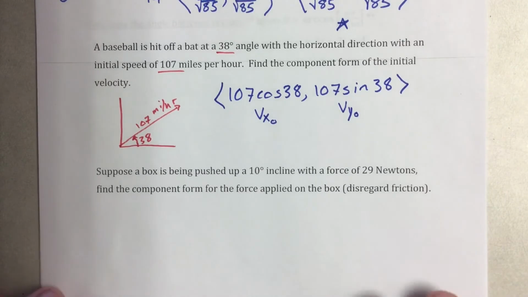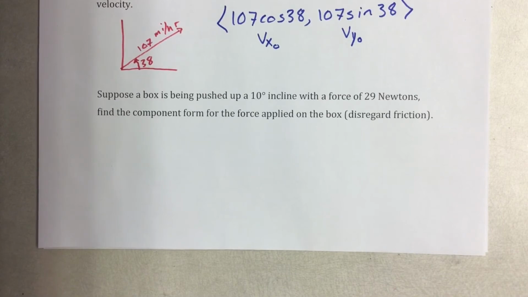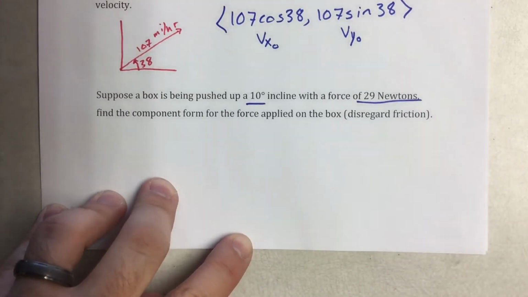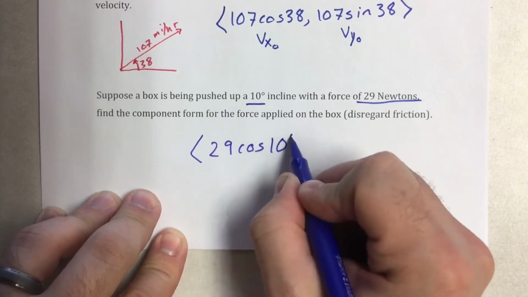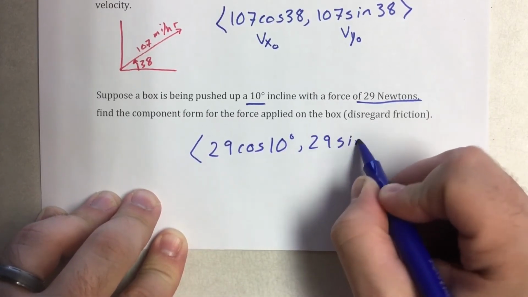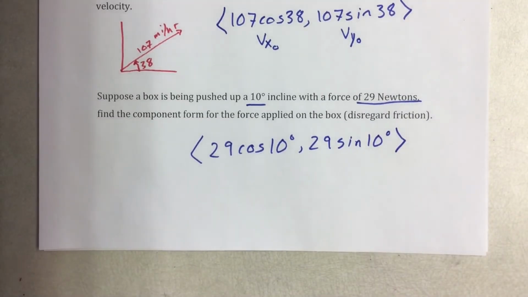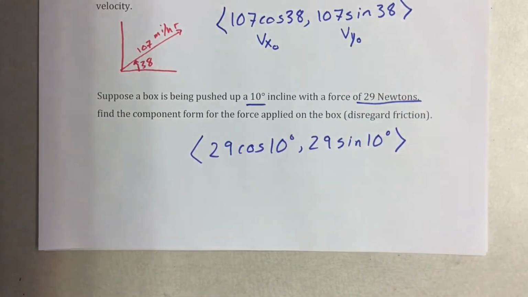And then, kind of a similar idea, a box is being pushed up a 10-degree incline. So again, here's our direction angle, at a force of 29 newtons. So there's our magnitude. So we would have magnitude cosine of 10 degrees, comma, magnitude sine of 10 degrees. With this problem, I say disregard friction. We're disregarding a lot of things like the force of gravity and the normal force, so this is just the components of the pushing force, the force that's applied to the box.